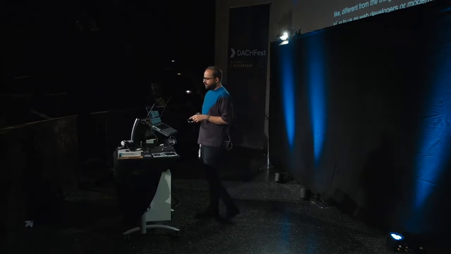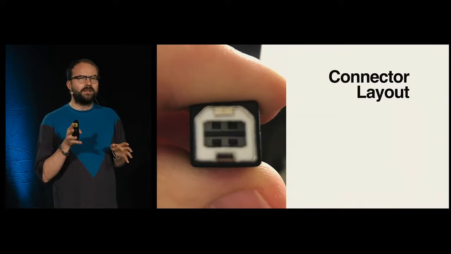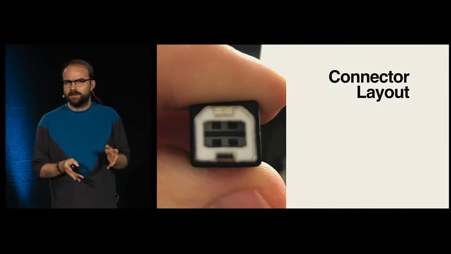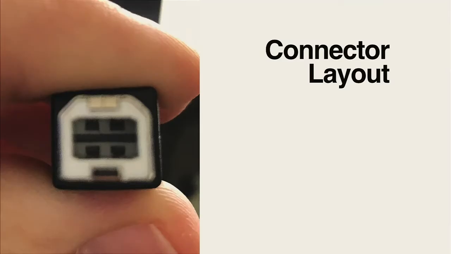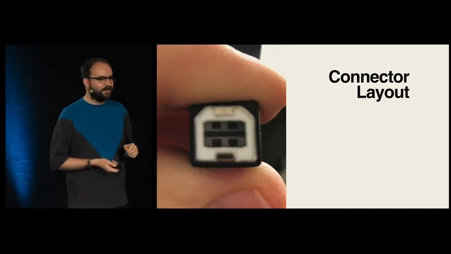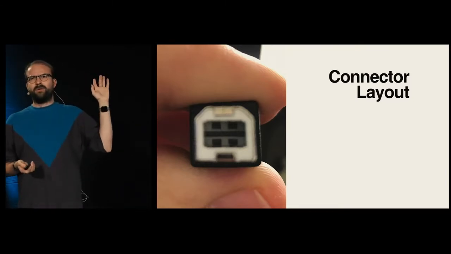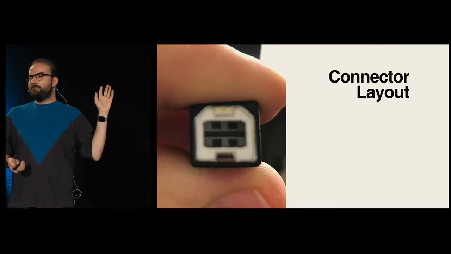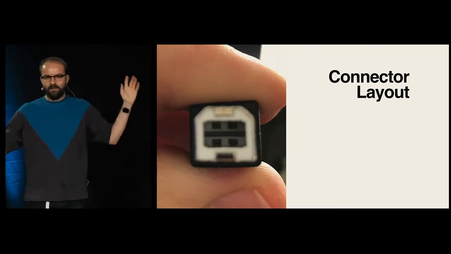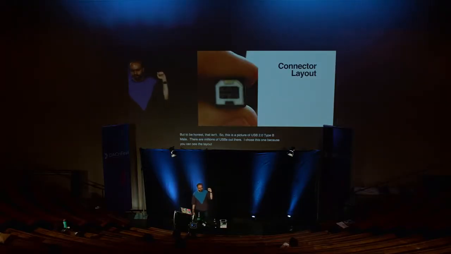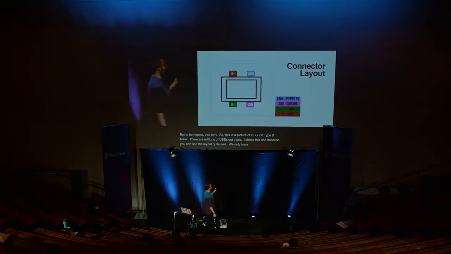So yeah, you might probably think that the electrical engineering behind such a complex bus system like USB must be extremely complicated. But to be honest, it isn't. This is a picture of a USB 2.0 plug Type B male. There are, I don't know, quadrillions of different USB plugs out there, but I chose this one because you can see the layout quite well. We only have 4 pins here and 4 cables in the wire. So let's switch to the schematics to explain that further.